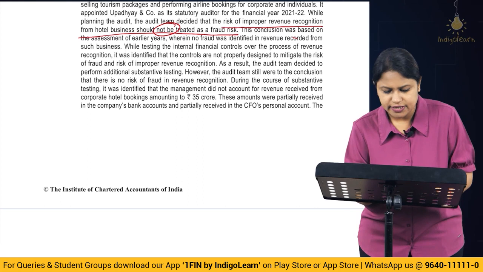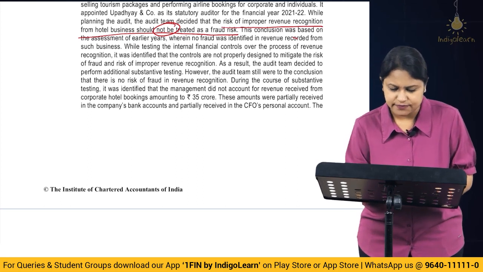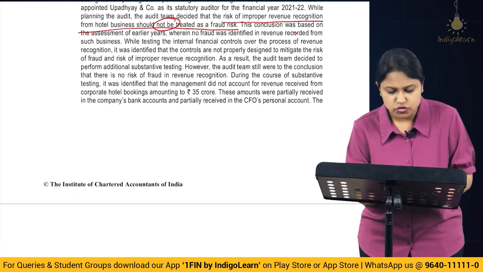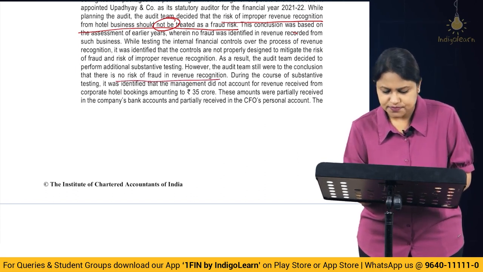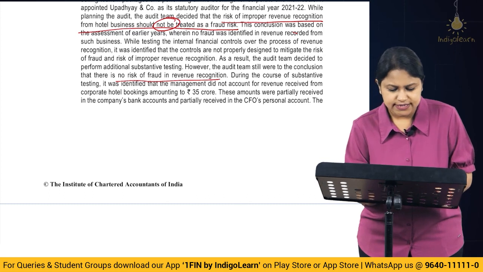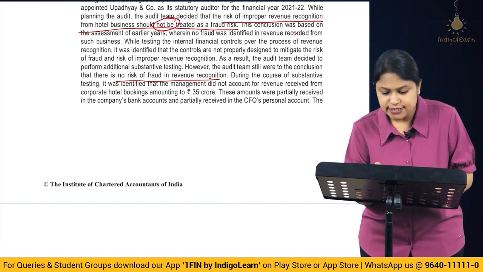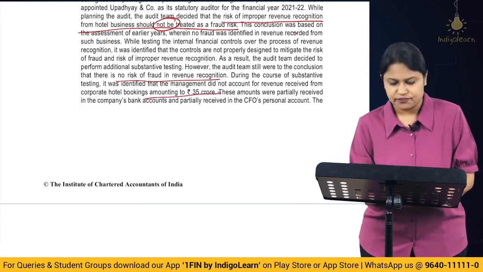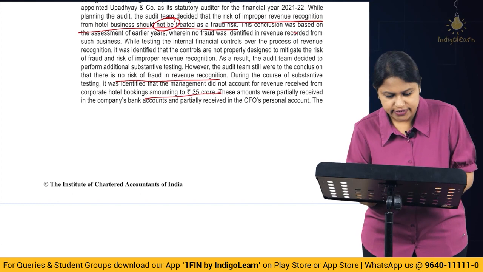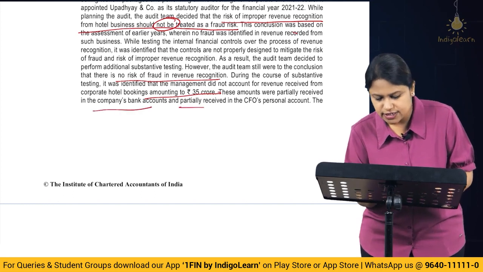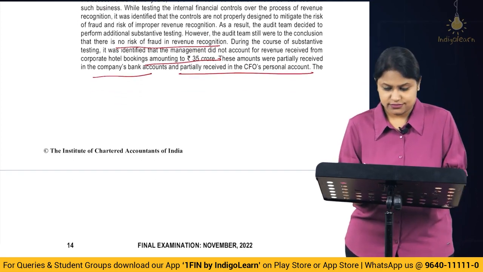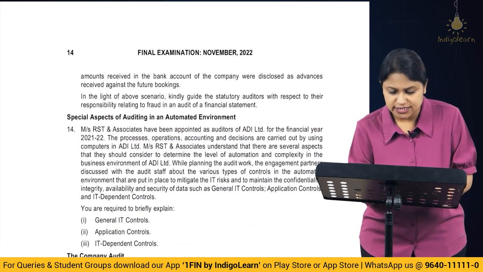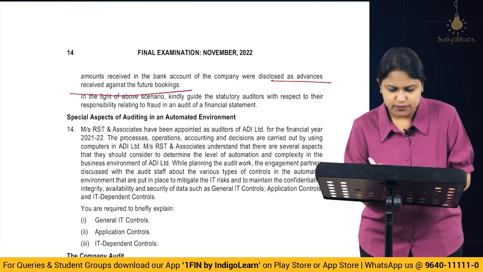As a result, the audit team decided to perform additional substantive testing. However, the audit team still came to the conclusion that there is no risk of fraud in revenue recognition. In the course of substantive testing, it was identified that the management did not account for revenue received from corporate hotel bookings amounting to 35 crores. These amounts were partially received in the company's bank accounts and partially received in the CFO's personal account. The amounts received in the bank account of the company were disclosed as advances against future bookings.